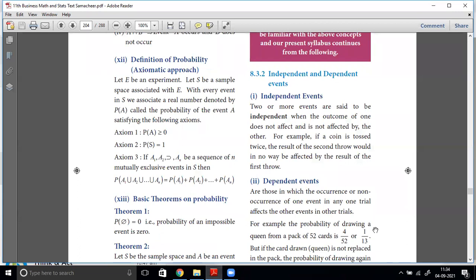Yeah, I think we stopped at independent and dependent events. We started, but we went through very fast. We'll start there again.